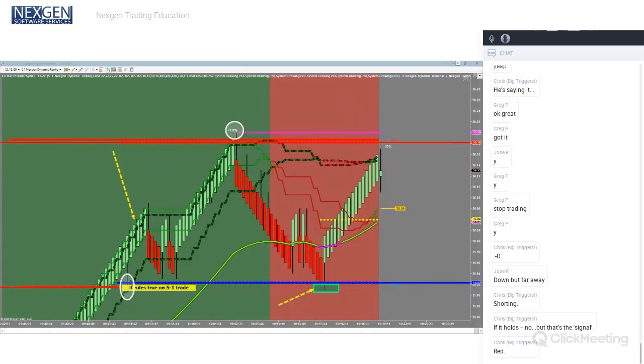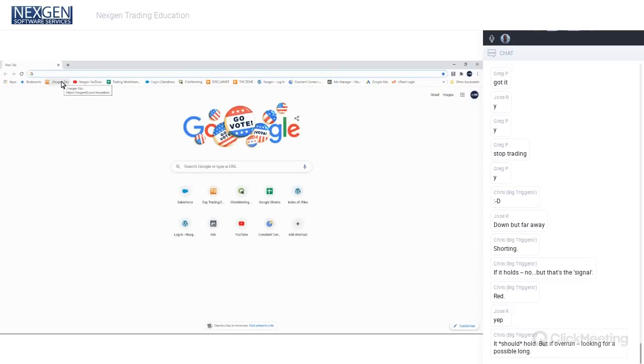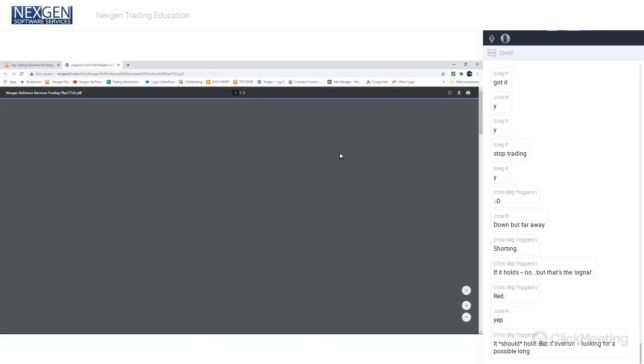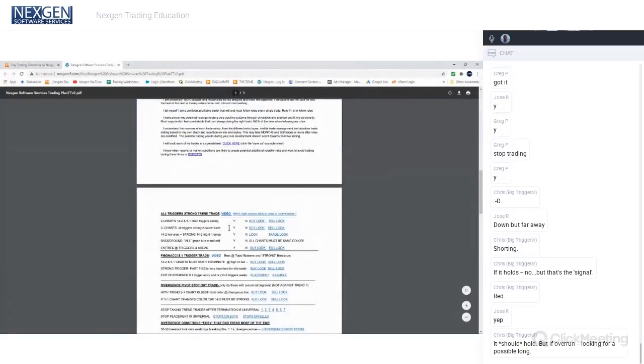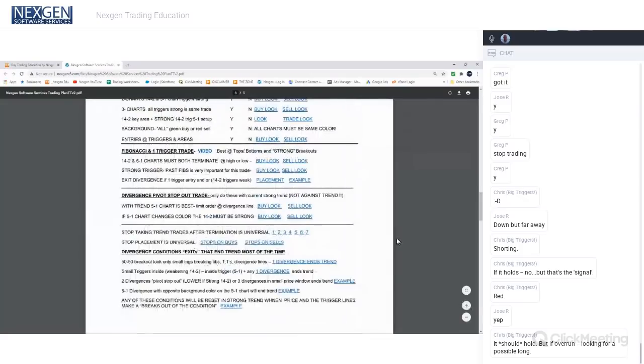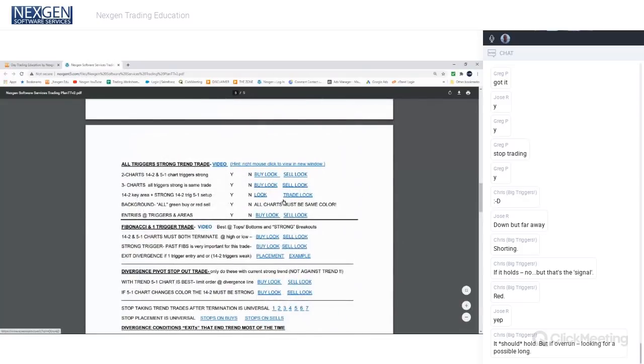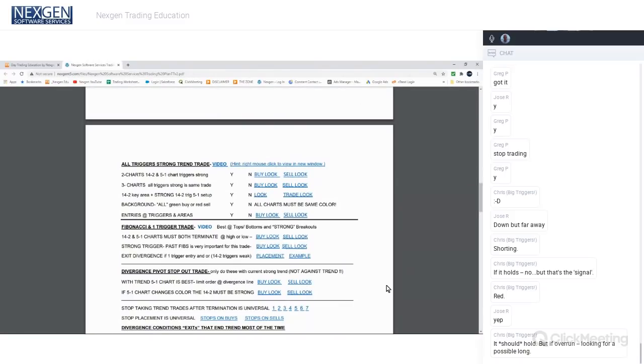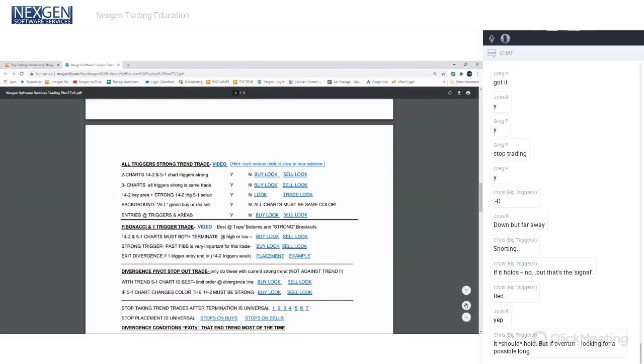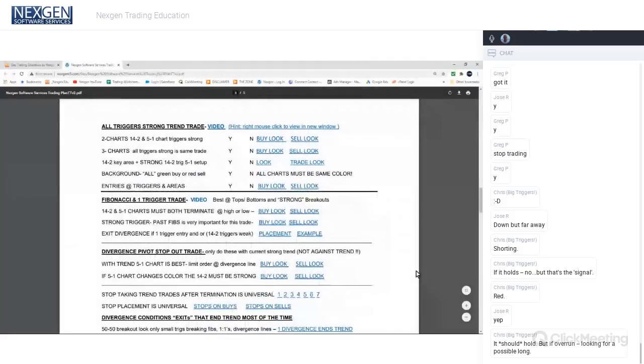A trade only happens when, and again, we'll get back to the live market. Live market doesn't matter if you don't know this stuff because you're just looking at it being confused. If it doesn't look exactly like one of the buy or sell looks with the fibs and triggers agreeing, then you shouldn't be doing it. Period. It doesn't matter what happens. If the fibs and triggers agree, then you can buy.